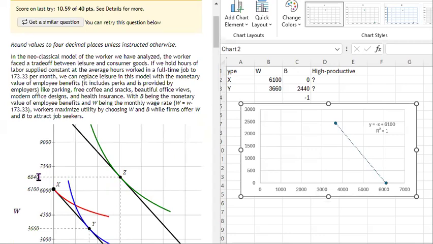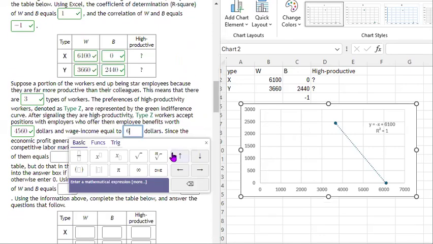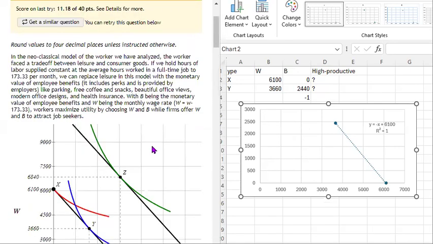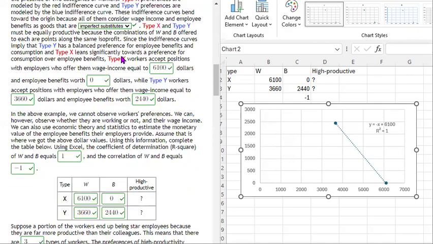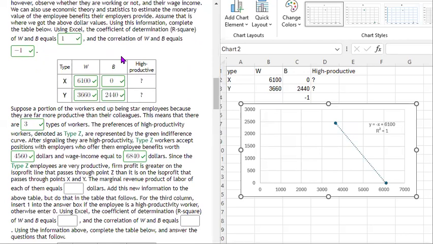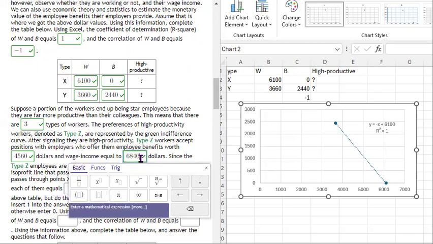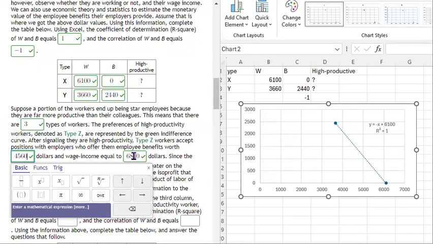And their wage income is $6,840. Now, the isoprofit line is further from the origin, so this isoprofit line represents more profit than this one, right? And the reason for that is because the Z-type workers are more productive. The marginal revenue product of labor of each of them equals the sum of these two numbers.